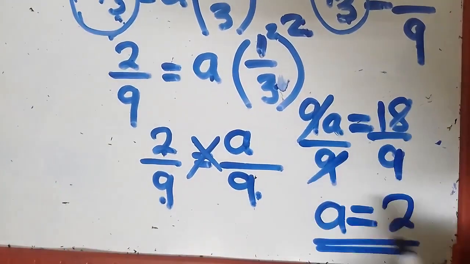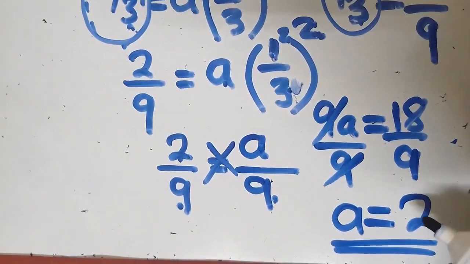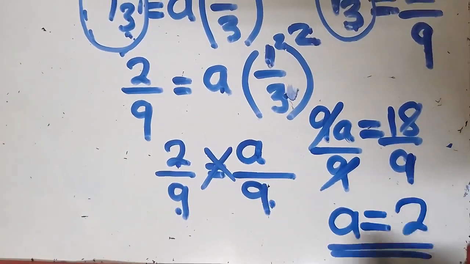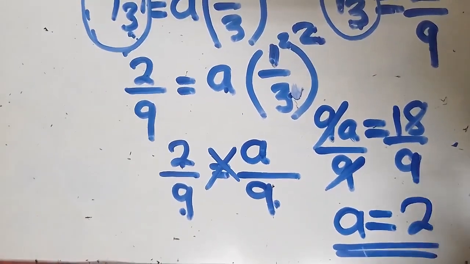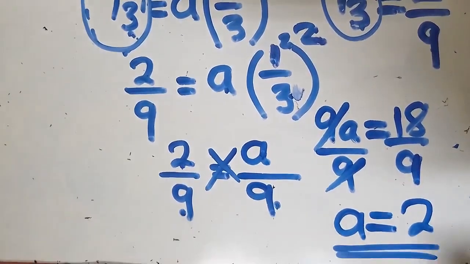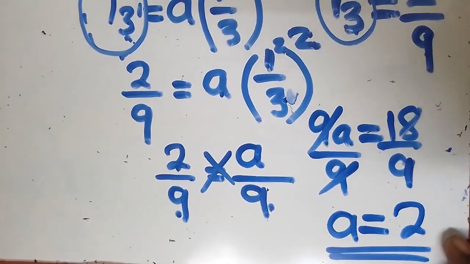Over 9, over 9. So which means the first term, this is the first term. The first term is what in this case? 2. Have you seen? I've used that. So apart from this now, this one has given me what? A 2 as the answer.